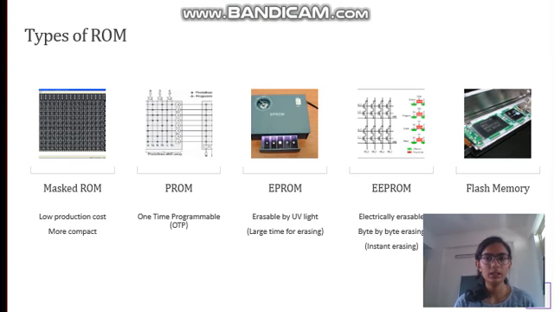The ROM is basically differentiated on the basis of the methods used to write data on the ROM chips and the number of times the data can be written on it. So it is classified into the following types: masked ROM, then the programmable ROM, which is one-time programmable, then the erasable programmable ROM, where the data can be erased using UV light, but it requires a large time for erasing. Then we have the electrically erasable ROM, where bit by bit erasing can be done, and the flash memory, where a memory block of the data can be deleted.